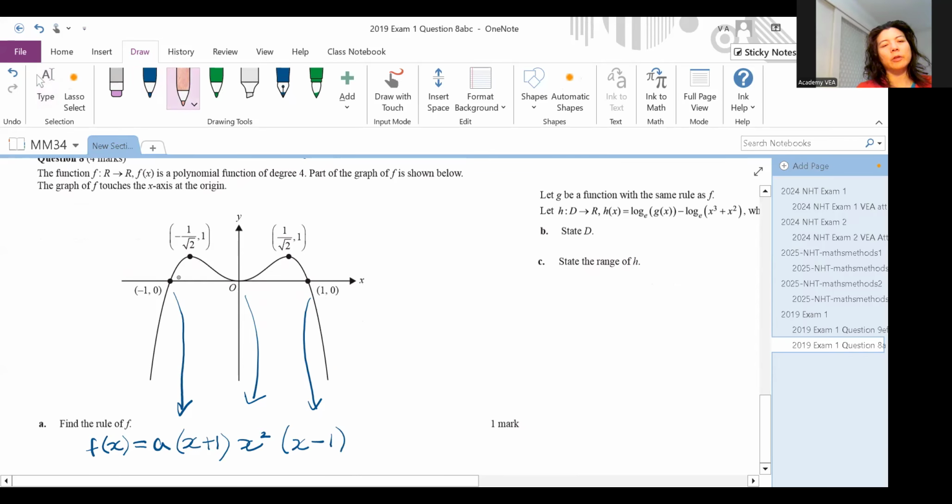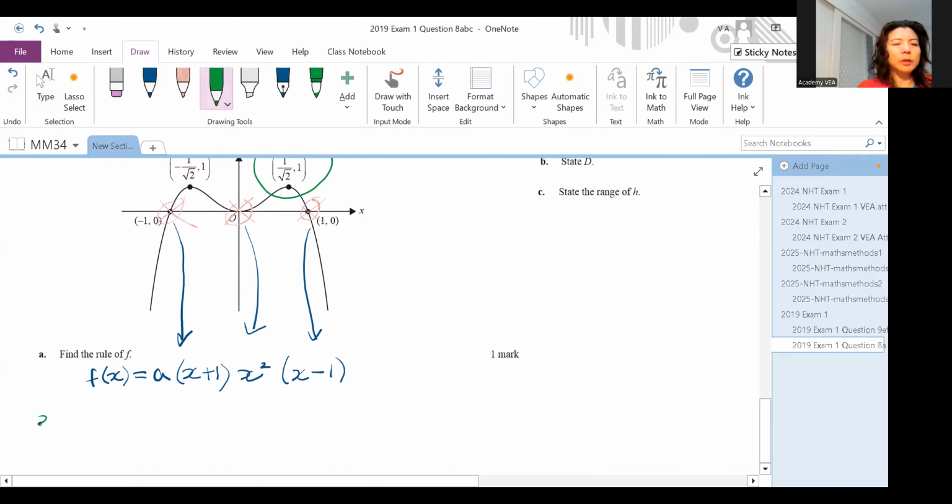And to find a, you use one of the non-intercepts to figure out what a is. So don't use those or that, because that will just give you y equals 0, which doesn't tell you anything about a. So I'm going to choose this point here, which is 1 on root 2 and 1. So when x is 1 over root 2, y equals 1. So therefore, you can replace f of x with 1 and all the x's with 1 on root 2.